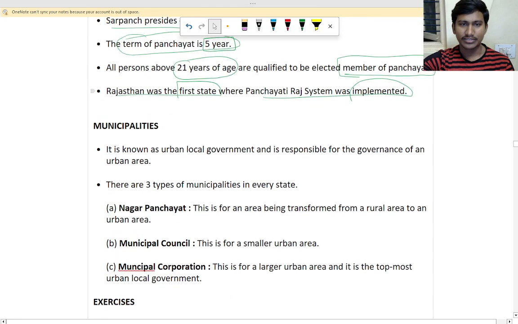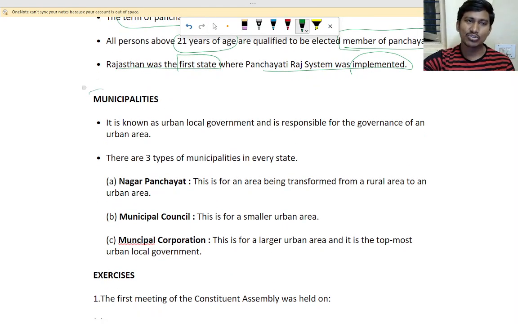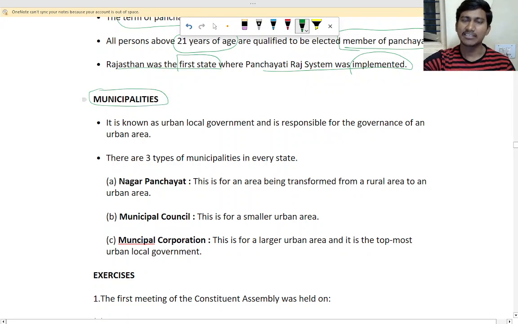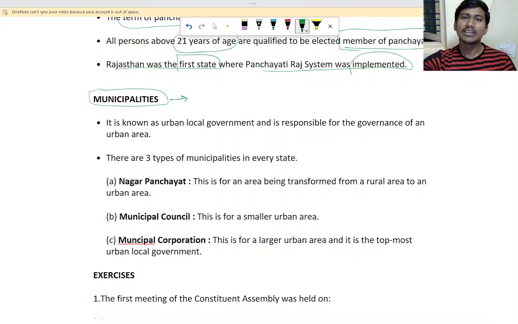Yes, sir. Next is municipalities. You know the municipality, like the Bangalore municipality. Municipalities oversee the developmental activities in the region. It is known as urban local government. You may know councillors. Councillors are responsible for governance of an urban area, that is a city. Municipalities are mainly for cities and towns.